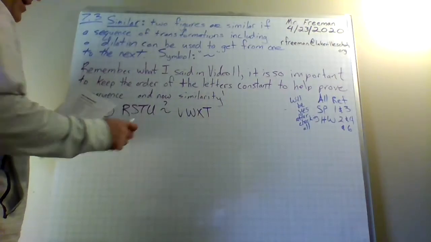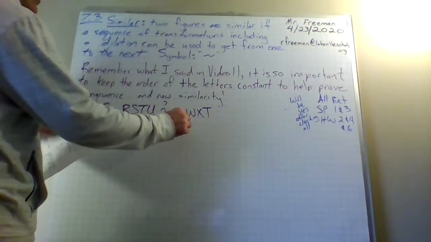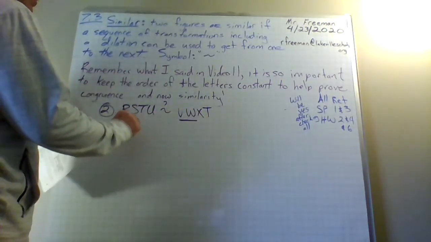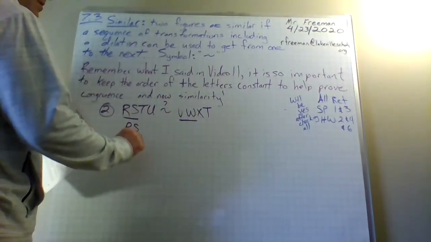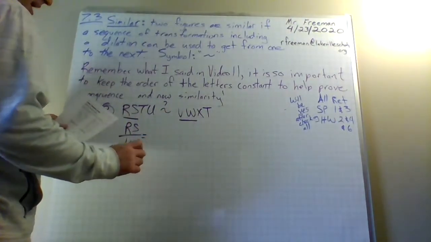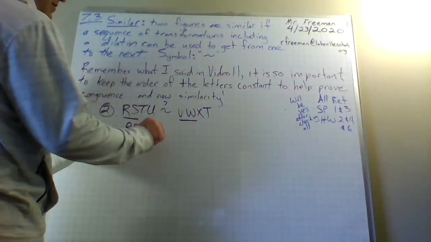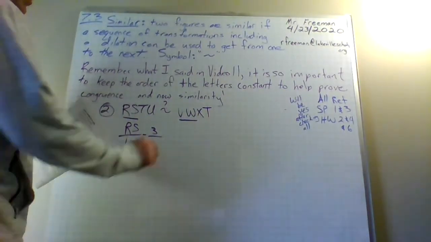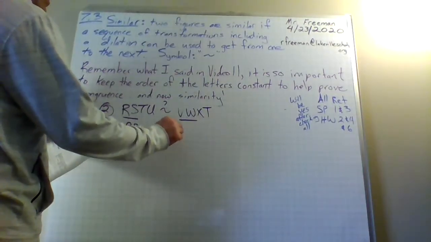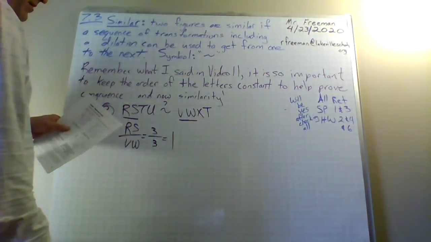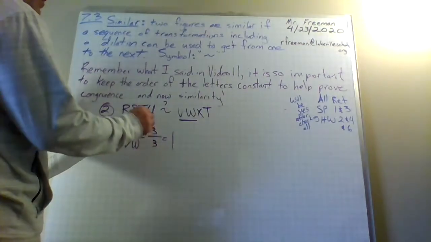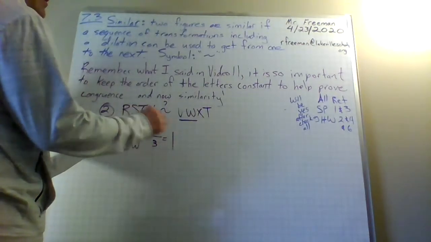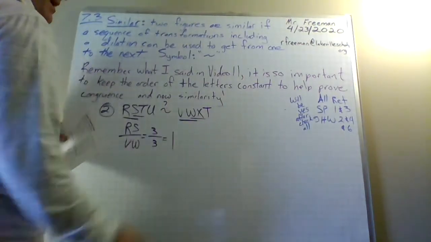Okay, well, if I compare RS to VW, RS is 3 units. VW is also 3 units. That's 1, correct? Okay, what if I want to check ST with WX?